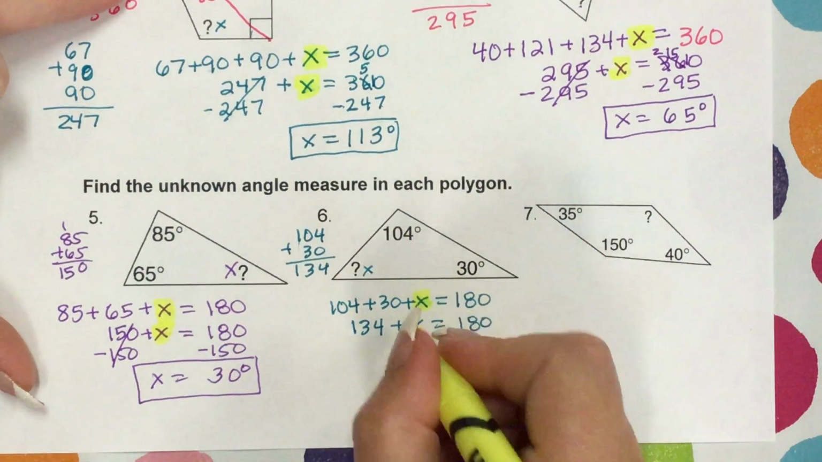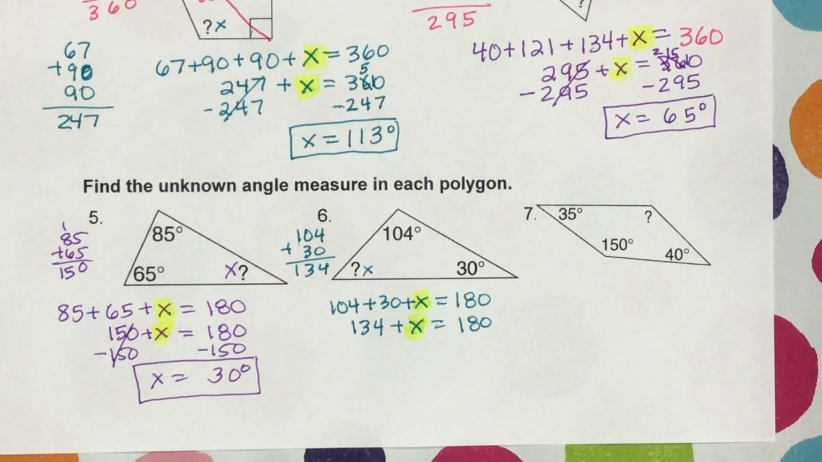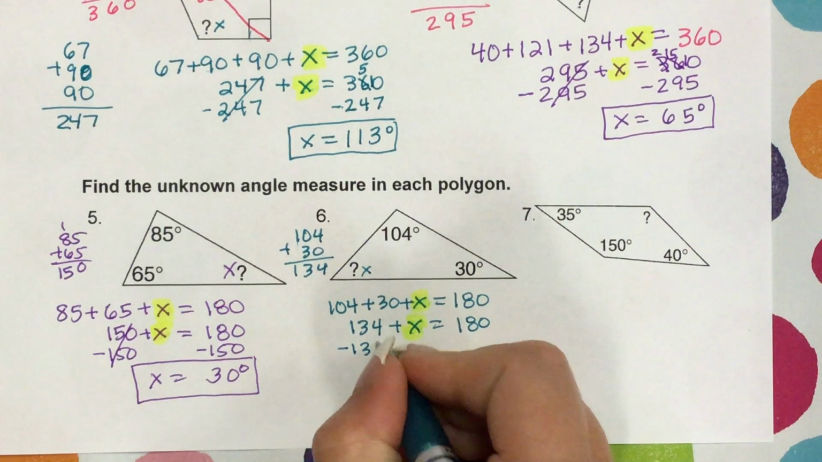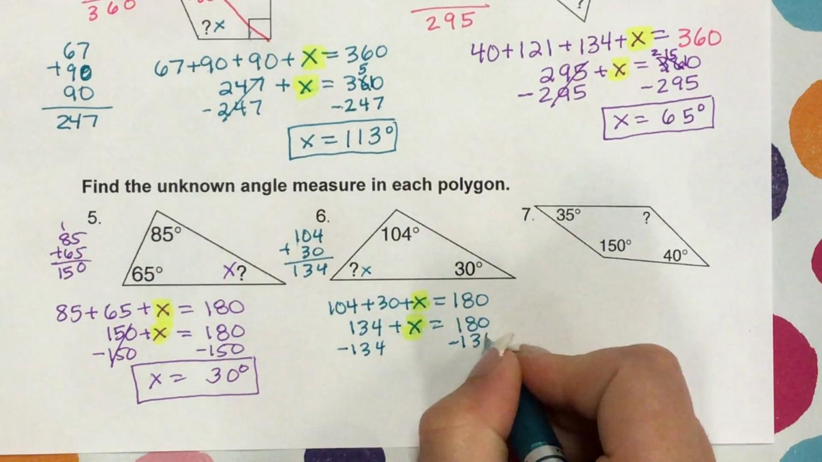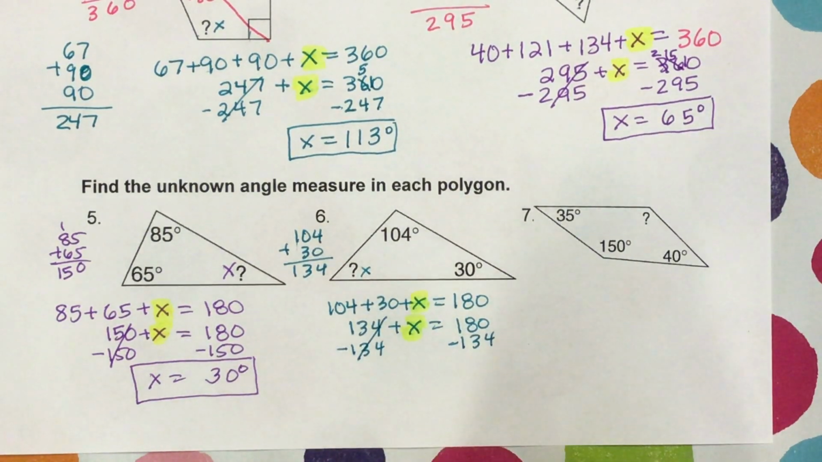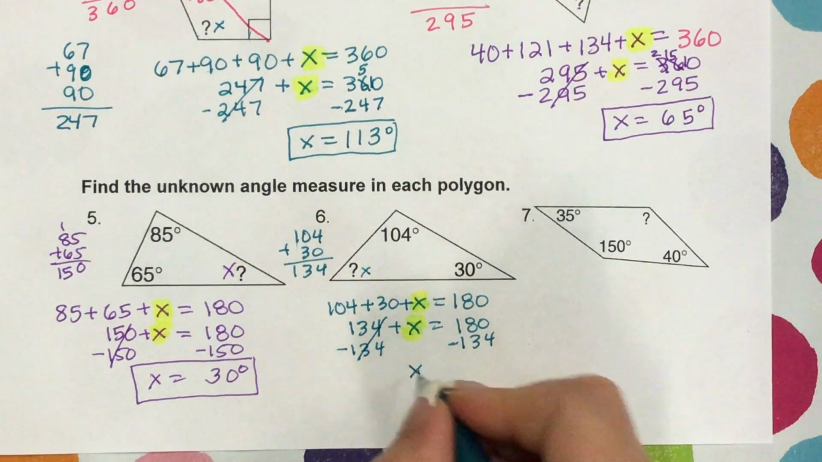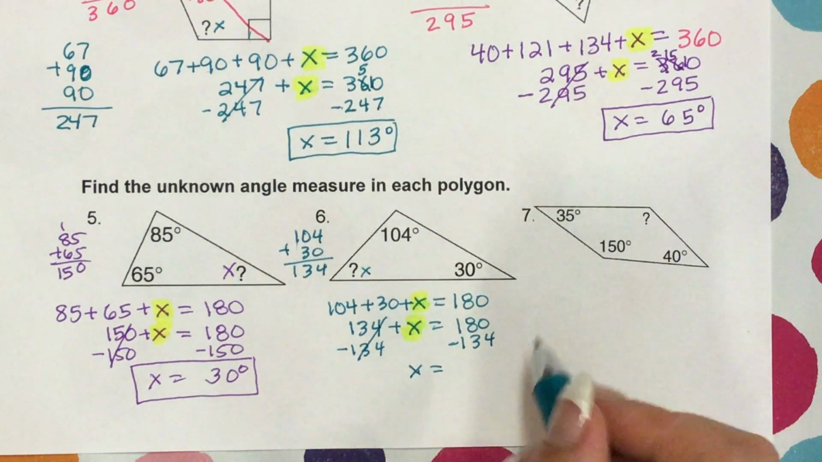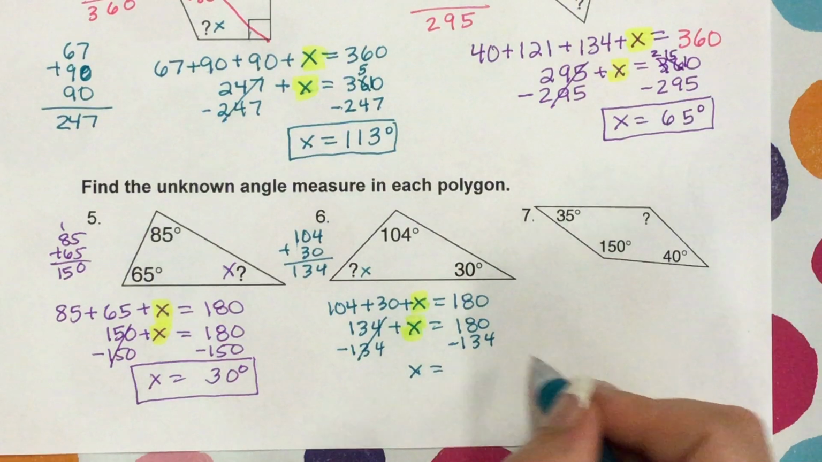Okay, we're still trying to get x by itself. So I need to get rid of this 134. The 134 is related to the x through addition, so I have to do the inverse operation, which would be subtraction. I'm going to subtract both sides by 134. This is going to cancel out and become 0. I'm going to drop down that x. Now x is by itself. Woohoo! And now we just need to do this subtraction.